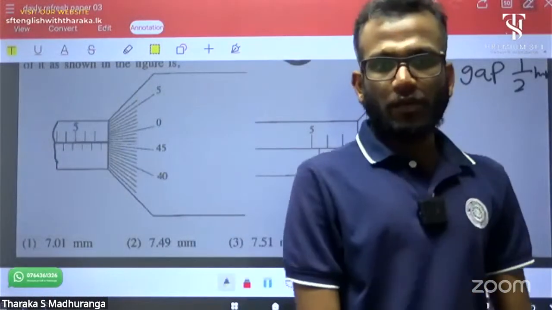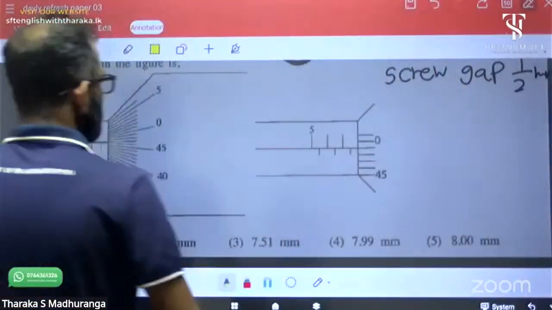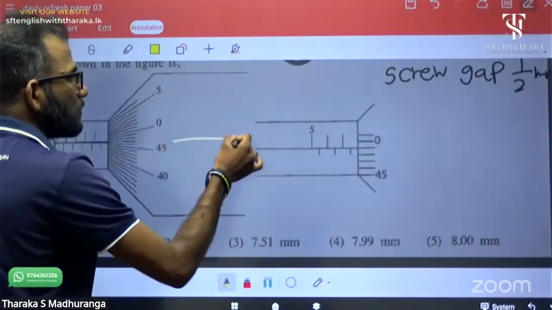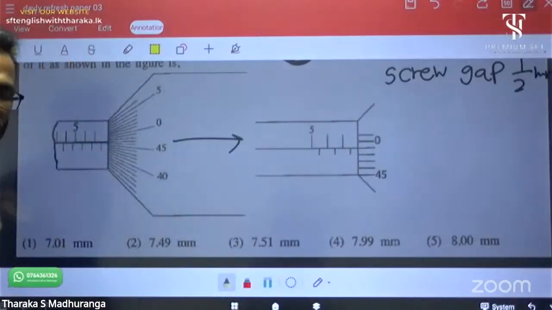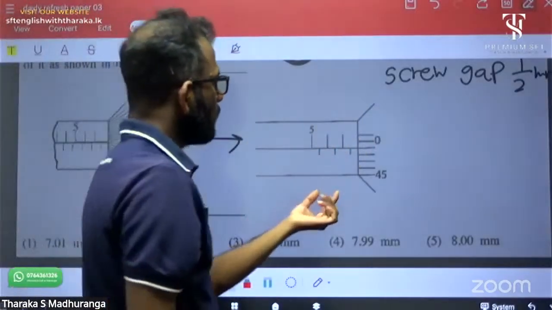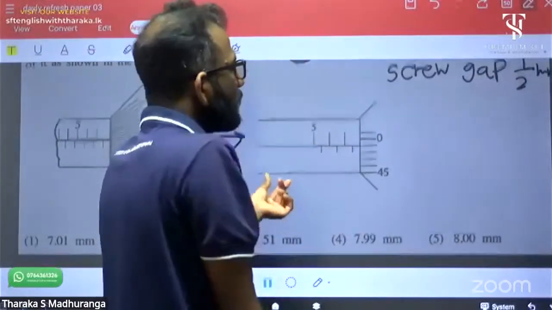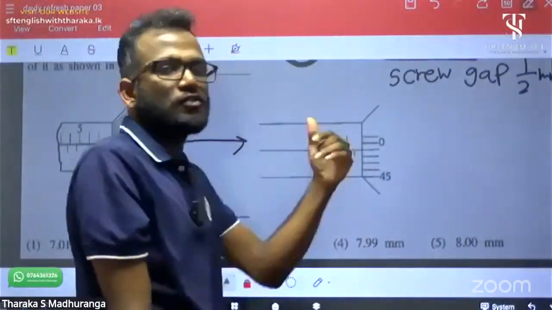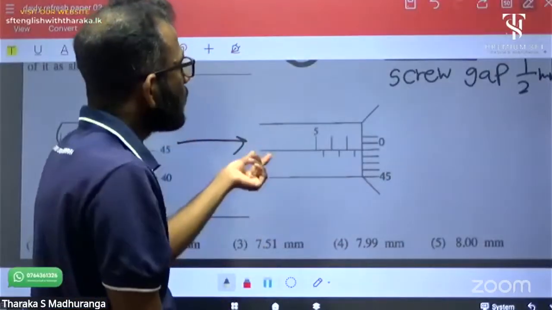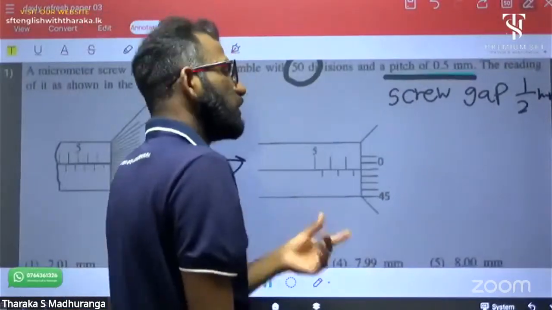Okay. Now, the same reading is given clearly here. Now, how to calculate the reading? Before getting the reading of the micrometer screw gauge, what is your first step? First step, you have to calculate the least count of the micrometer screw gauge.